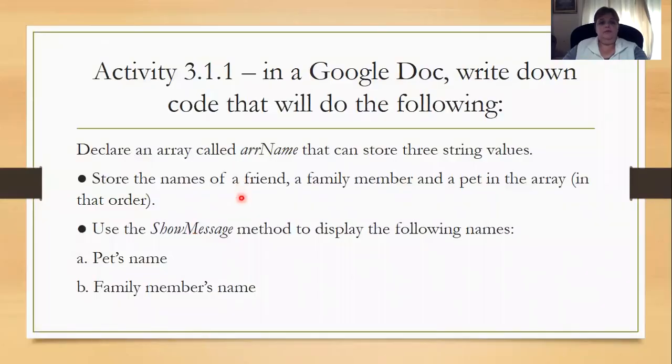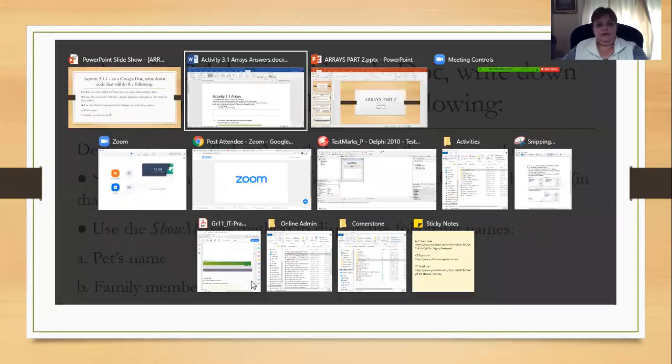Question 3.1.1 says, declare an array called rName that can store 3 string values. Now, store the names of a friend, a family member, and a pet in the array in that order. So first the friend, then the family member, and then the pet name. You will use a show message to display the following names. A will be the pet's name, B will be the family member's name. Okay, so let's take a look here.